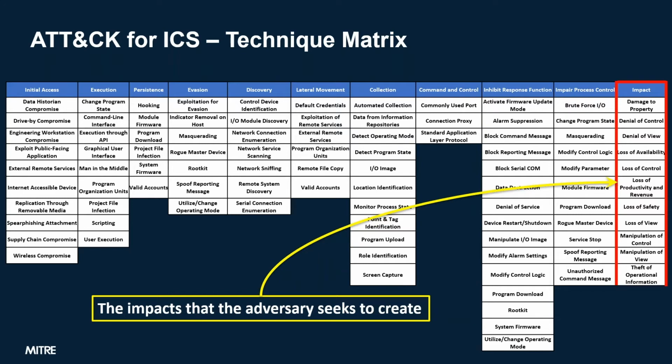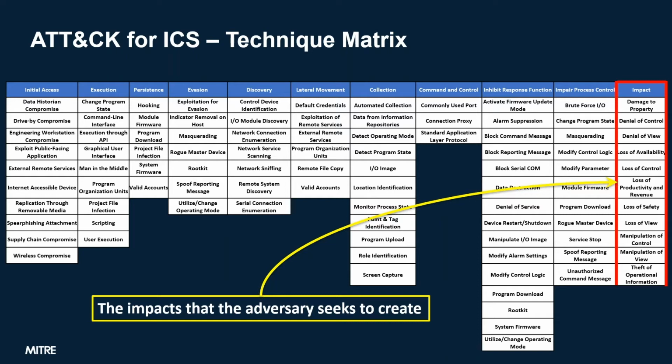And impact is exactly what the adversary is seeking to create. This could be damage to property. It could be a loss of control or a loss of availability, or any of these techniques in this category. But it really is the end stage for most of these attacks, and they mostly have physical impacts.